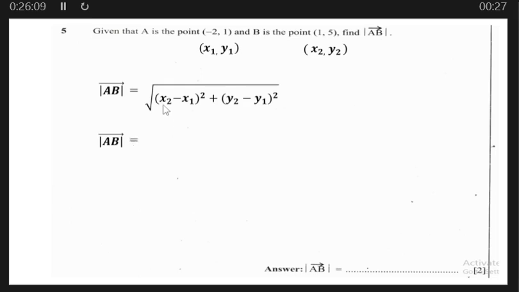Where there's x2, we'll put what? 1. Where there's x1, we'll put what? Negative 2. Again, where there's y2, we'll put what? 5. Where there's y1, we'll put what? 2. So we'll say open brackets, x2, which is 1, minus, open brackets, this other minus.